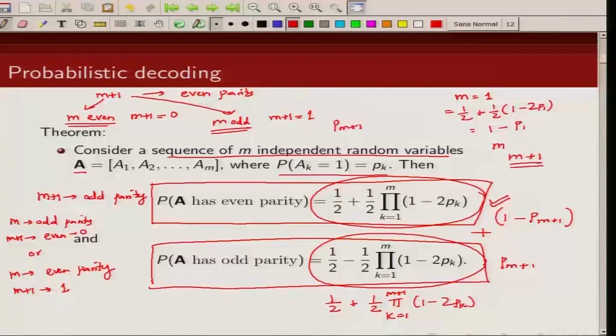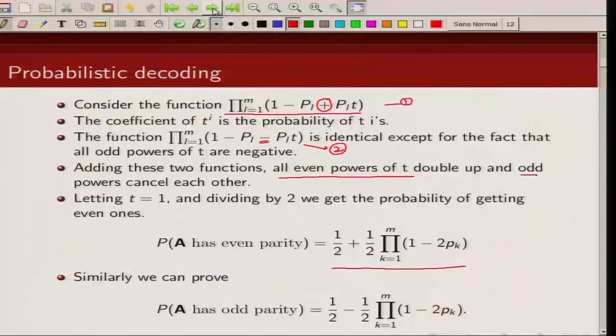So, similar to this case, we can also find out these probabilities, and if we add them up, we can show that this will be equal to half minus half product from k equal to 1 to m plus 1 of this. So, we can say that probability that A has even parity is given by this, and probability that some of these m random variables have odd parity is given by this. So, these are the crucial expressions that we will be using in our decoding algorithm.